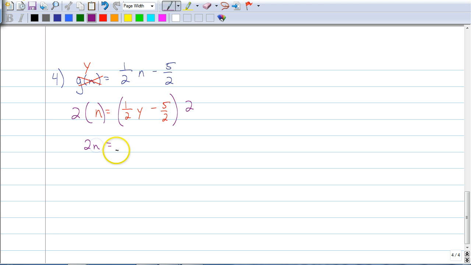That would give me 2n on the left. On the right side, well, half of 2 is 1, so this would be 1y, or just y. And 5/2 of 2 would be 5, or you can look at it as, when we multiply these together here, we get rid of the 2's. So we'd have 1y minus 5. Now we're going to solve this equation for y by adding 5 to both sides.